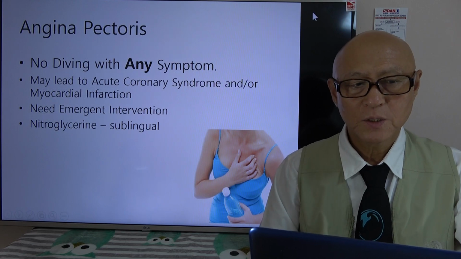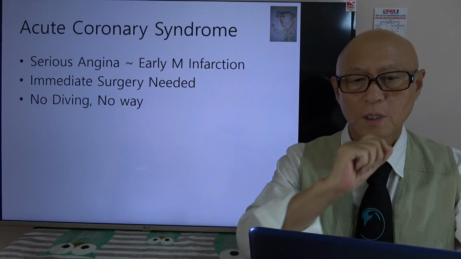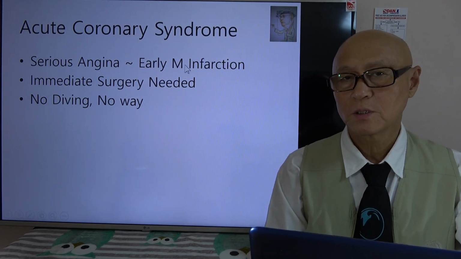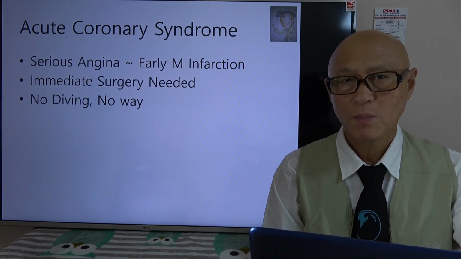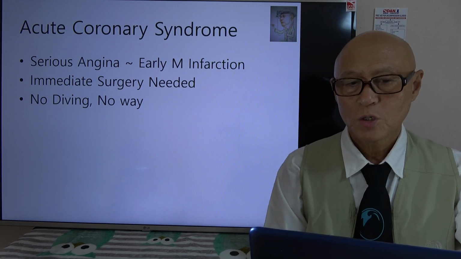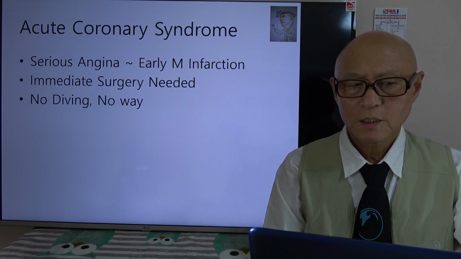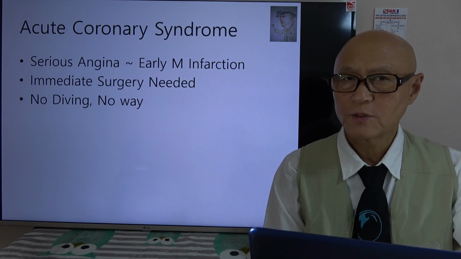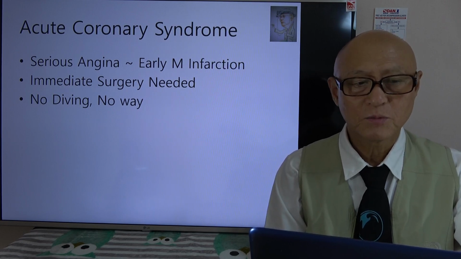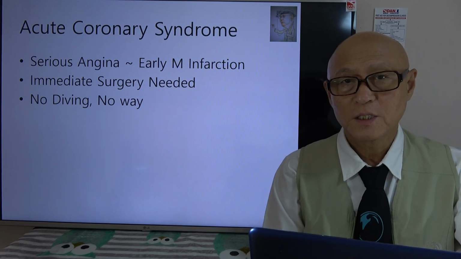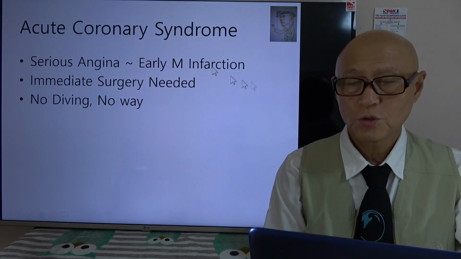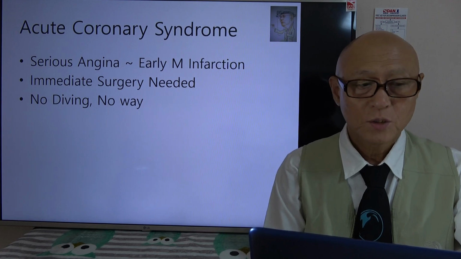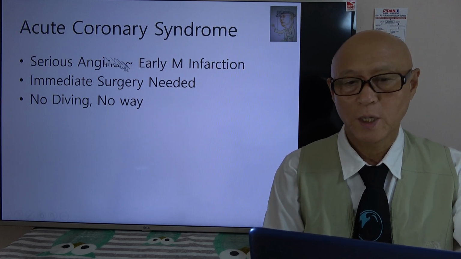When angina gets worse and worse, then comes acute coronary syndrome. This is somewhere between angina and myocardial infarction. So this is also where you can never dive. If you have any symptoms after angina pectoris, you should have the surgical intervention ASAP. So there's no diving, no way.